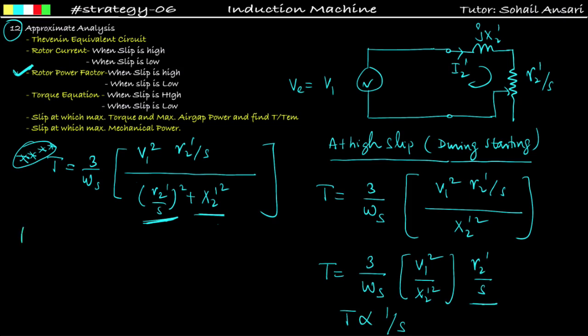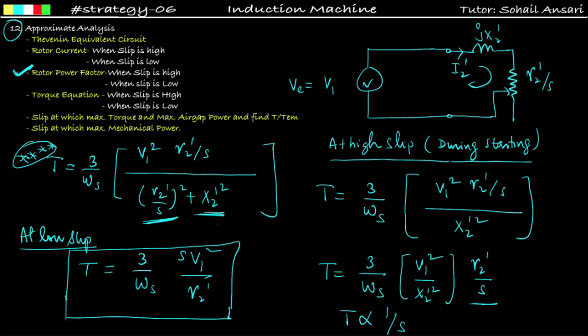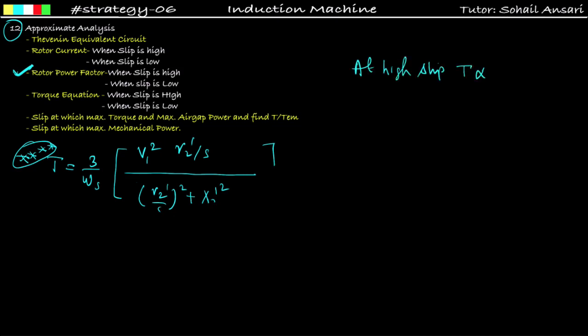Okay, now talk about case 2, at low slip. At low slip, meaning during running condition, this r2 dash upon s will dominate x2 dash. It will be very much higher than x2 dash. So torque will be equal to 3 upon omega s, neglecting x2 dash, s v1 square upon r2 dash. This is very important. Most of the questions are framed when the motor is in running condition. So during running condition the motor is working at low slip. So at low slip the torque equation is 3 upon omega s, s v1 square upon r2 dash. So here you can see that the torque is directly proportional to slip. At high slip torque is inversely proportional to slip, and at low slip, that is running condition, torque is directly proportional to slip.